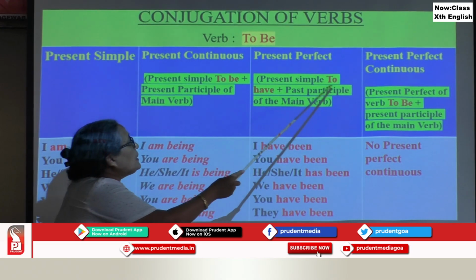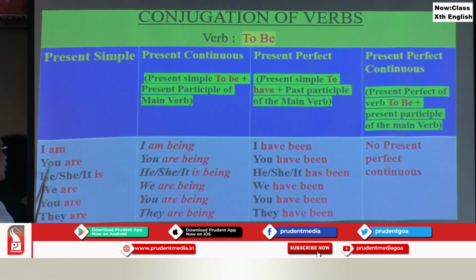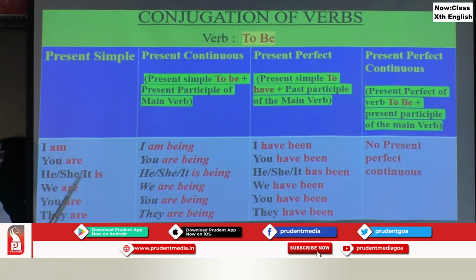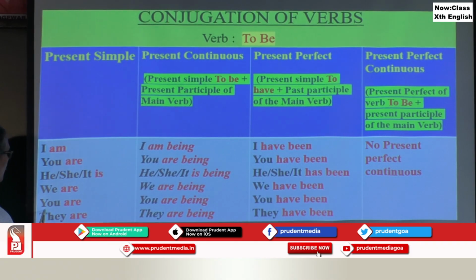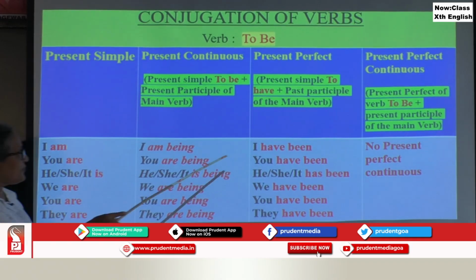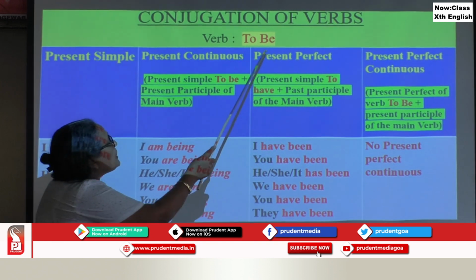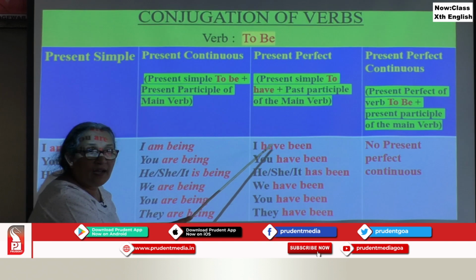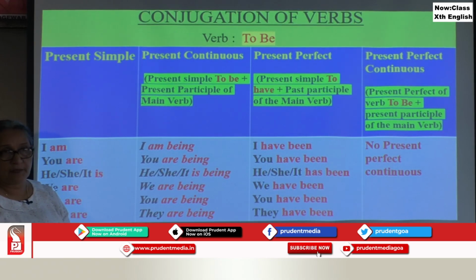What is simple present of verb to have? I have, you have, he, she, it has. We have, you have, they have. So simple present of verb to have, I have. Past participle of my main verb, be, is been. I have been. You get present perfect.